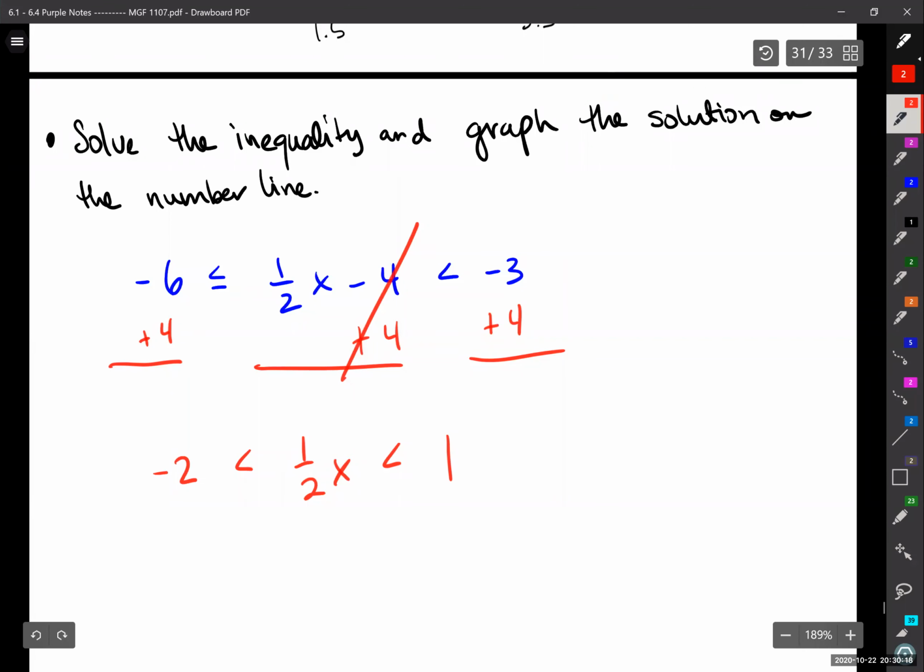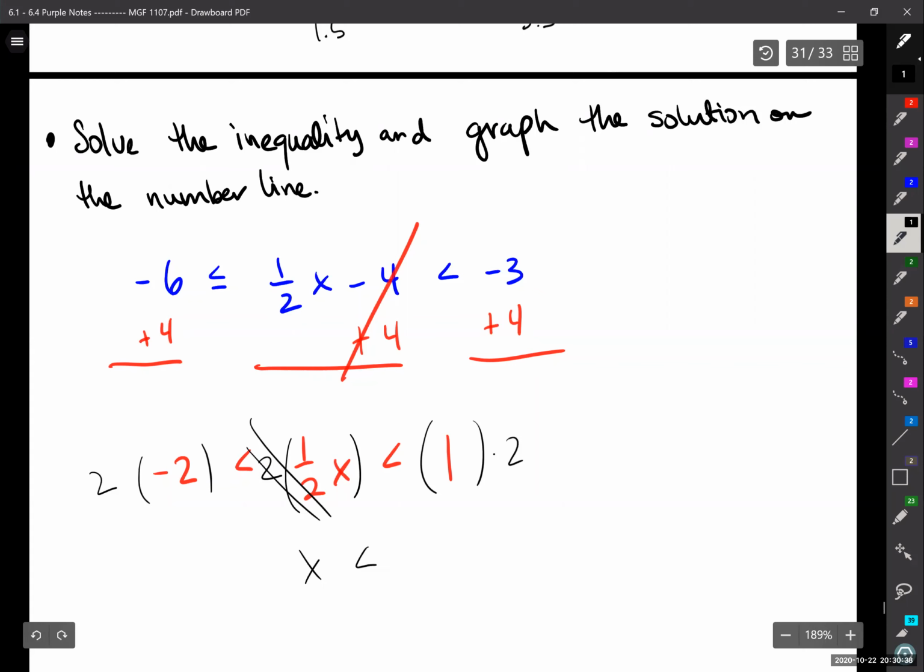So I believe -6 plus 4 is -2. -3 plus 4 is 1. Now we know we can get rid of 1/2 by multiplying everything by 2. So I'm going to multiply everything by 2. That cancels that, and we just have our x. And I did lose the "or equal to" when I copied over. That should be "or equal to."